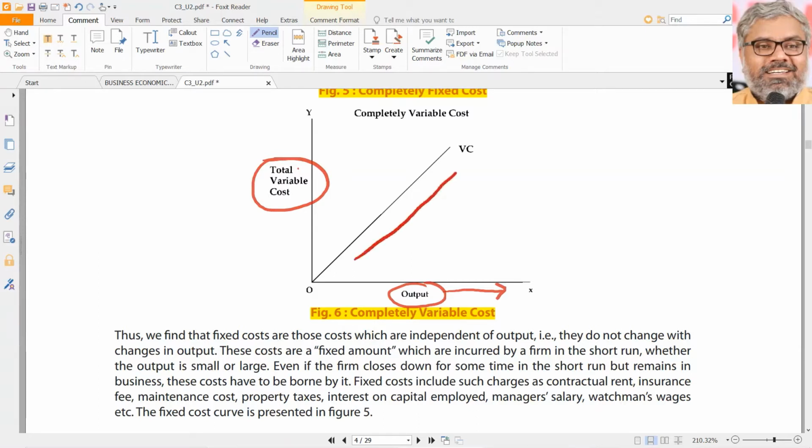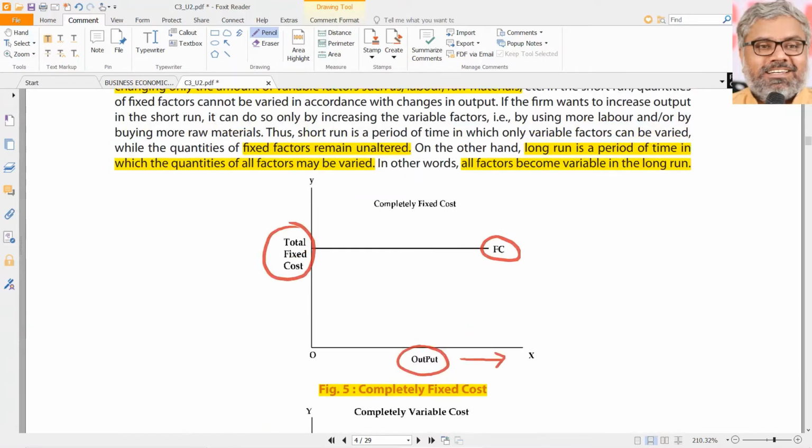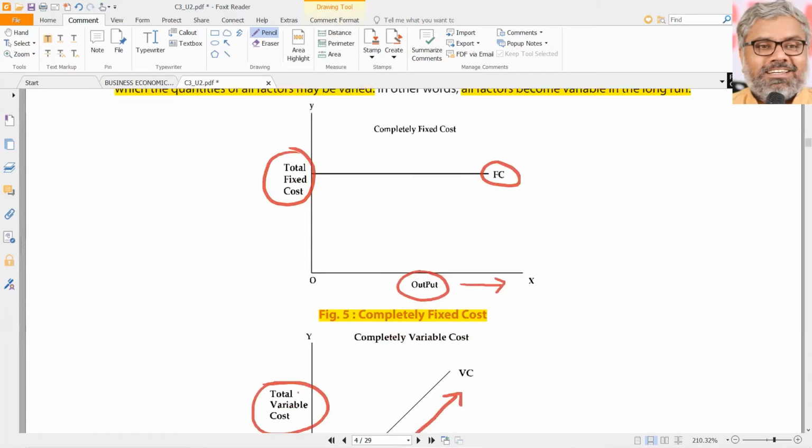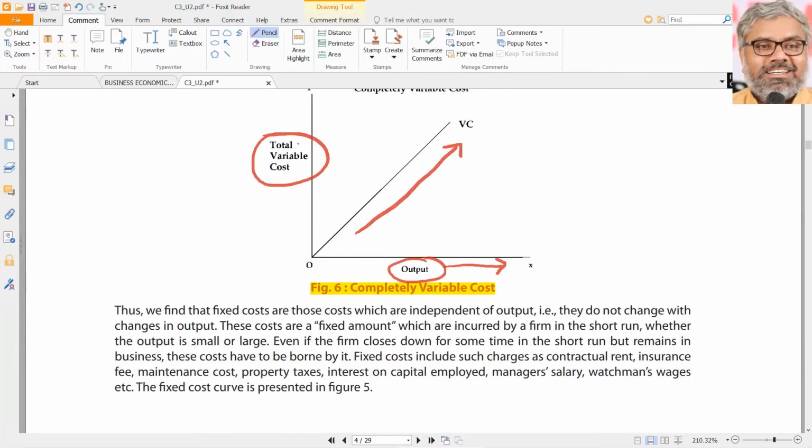And since there is a direct relation, naturally the slope of this curve is positive, which is going upwards from left to right. So the fixed cost remains constant irrespective of the level of output, whereas variable cost goes upwards as the output increases, because there is a direct relationship between output and total variable cost. Whether the relationship is proportionate or not, that is a different story. It may or may not be proportionate. That will depend upon other factors.